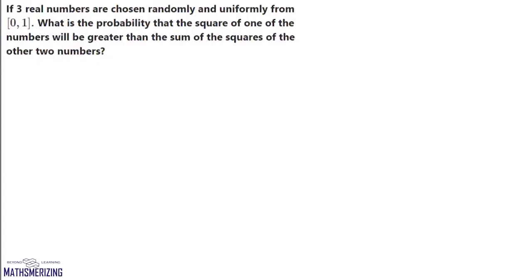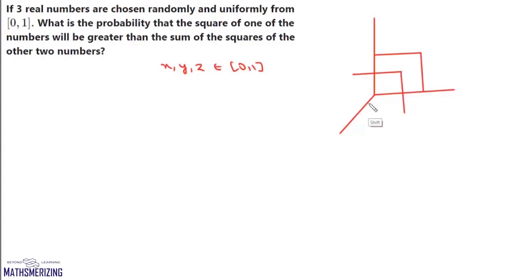If three real numbers are chosen randomly and uniformly from 0 to 1, suppose three real numbers are X, Y and Z, and they take the value from 0 to 1. Now the sample space can be mapped with a cube of unit volume. Now this is X, this is Y, and this is Z. Now this is 0, 1, 1 and 1.